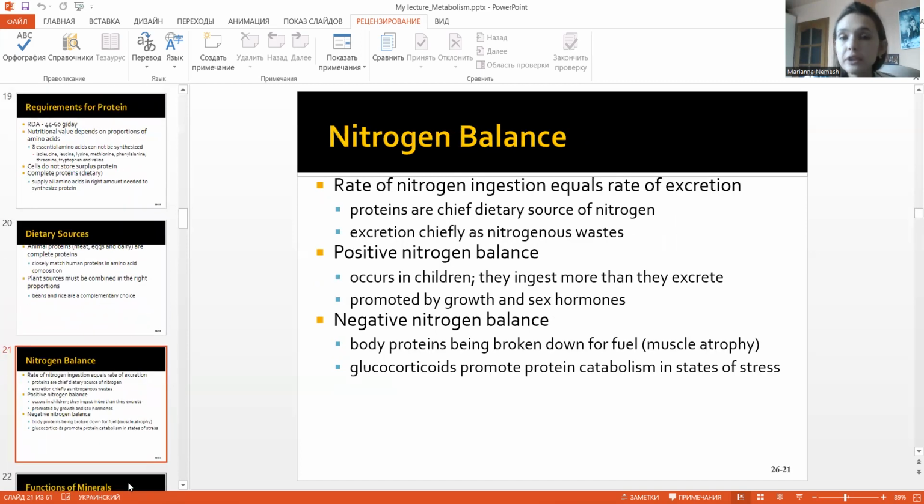Nitrogen balance. The rate of nitrogen intake in digestion equals the rate of its excretion. Proteins are the chief dietary source of nitrogen. Excretion is chiefly as nitrogenous wastes. Positive nitrogen balance occurs in children. They digest more than they excrete, promoted by growth hormone and the sex hormones. Negative nitrogen balance is when body proteins are being broken down for fuel. An example of negative nitrogen balance is muscle atrophy. Glucocorticoids could also promote catabolism of proteins, which means they are broken down to the level of amino acids.